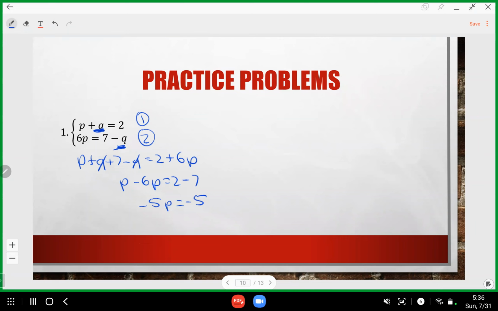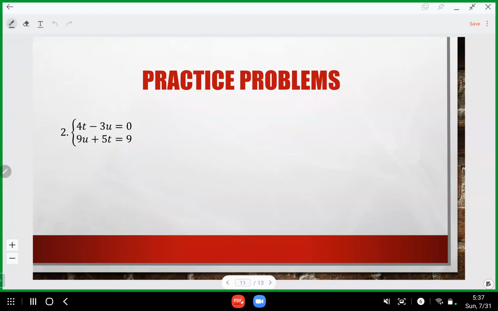After that, I plugged in p equals 1. And after that, I plugged 1 into every p in the second equation. So, I mean, in the first equation. So 1 plus q equals 2, which means q is equal to 1. Very nice. All right. Let's move on.